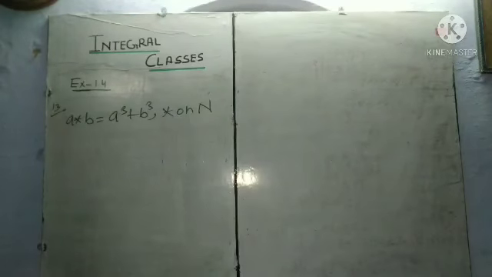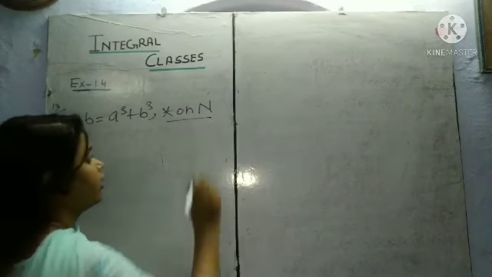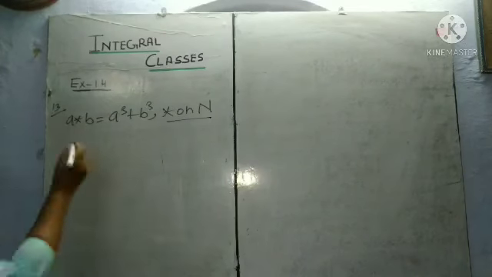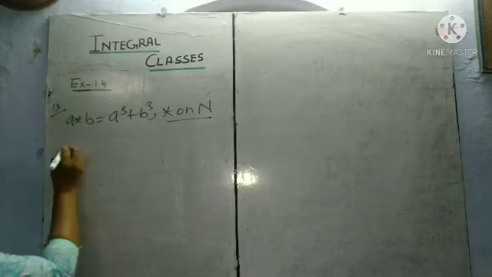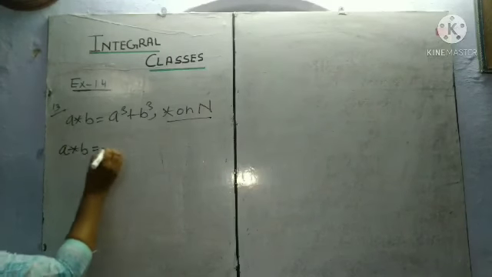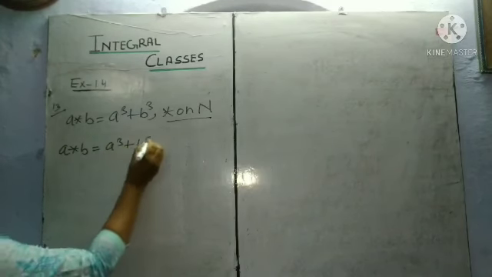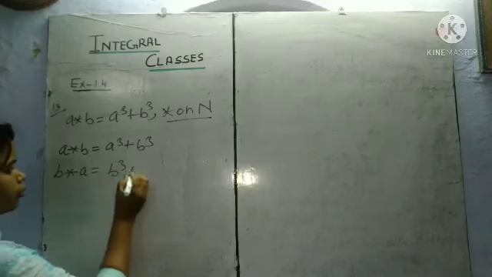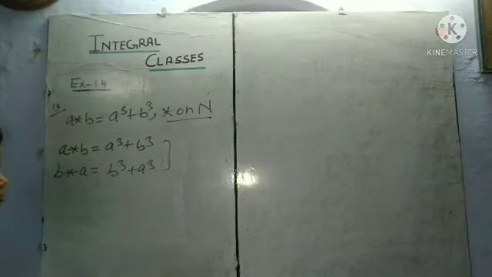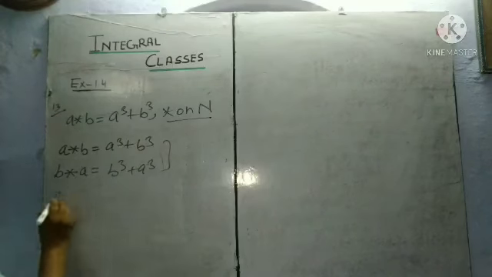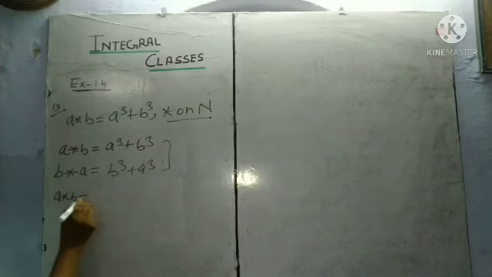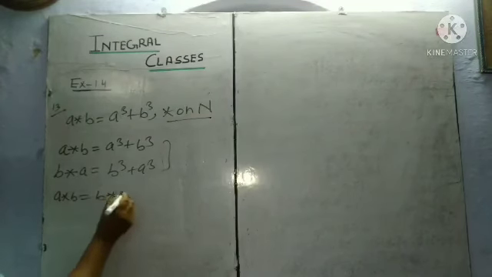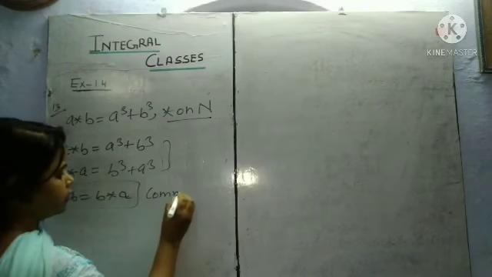Now question number 13. We are given A star B equal to AQ plus BQ, and star is defined on natural numbers. So student, for commutativity we prove A star B equal to AQ plus BQ. Now B star A equal to BQ plus AQ. As we know these two are equal, A star B equals B star A and it follows commutativity.